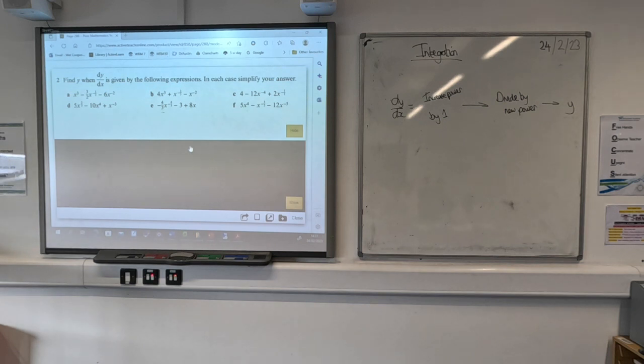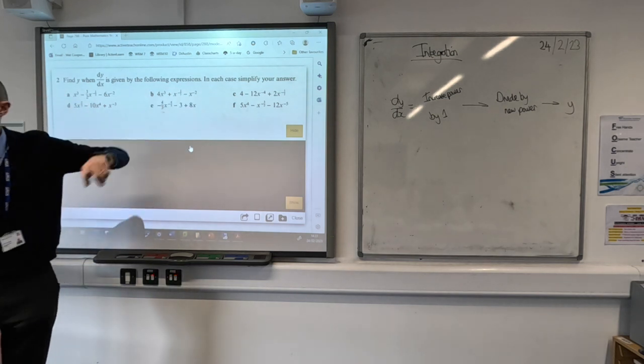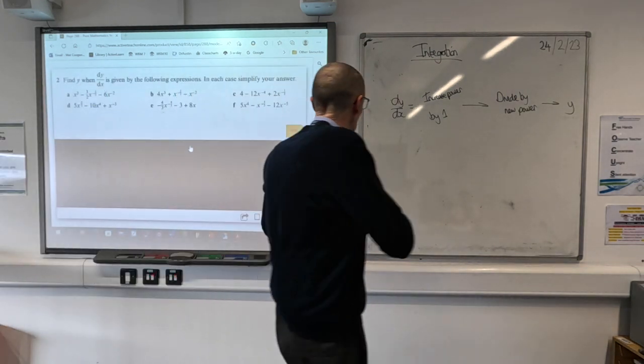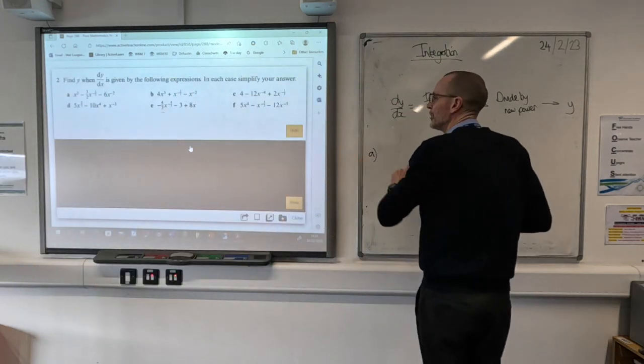So the first thing to note is that in this question, everything is already in index form. So there are no square roots or 1/overs. All the nasty stuff has been done for us. And that's a key point, that just like when you differentiate, you need to write things in index form first. When you integrate, you need to do the same. They've done that for us. So I'm going to do A, and then you can have a go at doing the others.